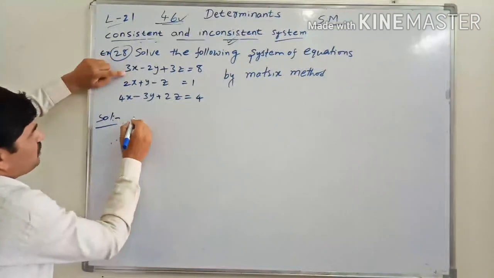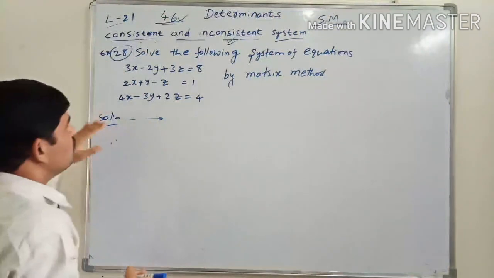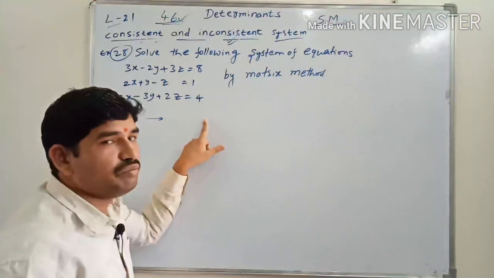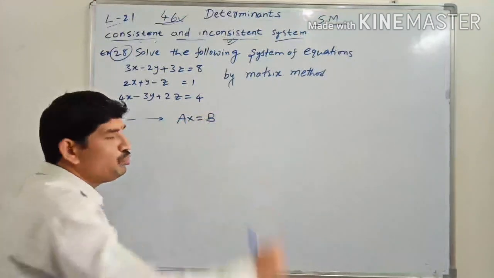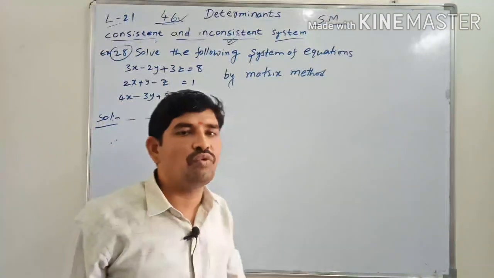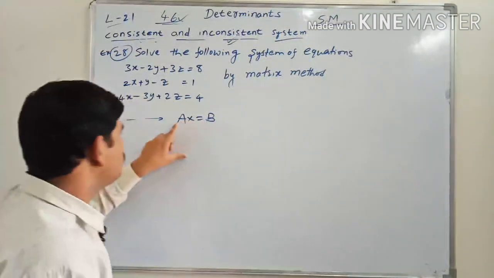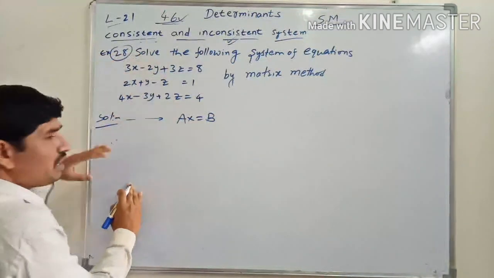From the first equation, first I will write some matter here. What is the matter? The system of equations can be written in the form of Ax is equal to b. This is the first line you have to write. The system of equations can be written in the form of Ax is equal to b. Now what is A? The coefficients of x, y, z are written in this.